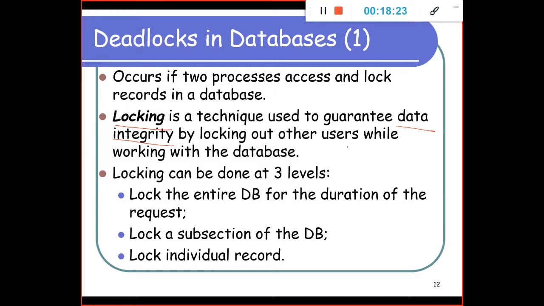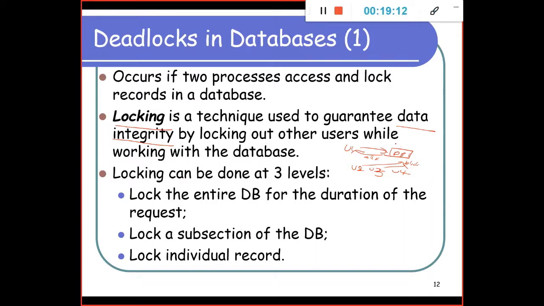Let's say database one, DB1, is now allocated to user 1, but user 2, user 3, user 4 try to access DB1, but they are all blocked because it is now allocated. User 1 already locked database 1 for him to access the resources. Locking can be done at three levels. Lock the entire DB for the duration of the request, until user 1 finishes everything and releases it back.